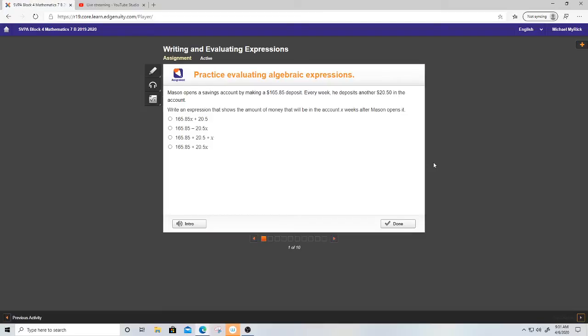Alright, so just gonna review some stuff. Mason opens his account by making a 165 deposit. So that's a one-time thing, so we're not gonna have a variable next to it. It's a one-time, so it's not ongoing. So we need this one or this one or this one. And then it says every week, so that's recurring. So we want to make sure we have a variable next to 20.5. So we have it here, we don't have it here. And also, if he's depositing, is he giving himself money or is he losing money? I think he's definitely giving himself money.